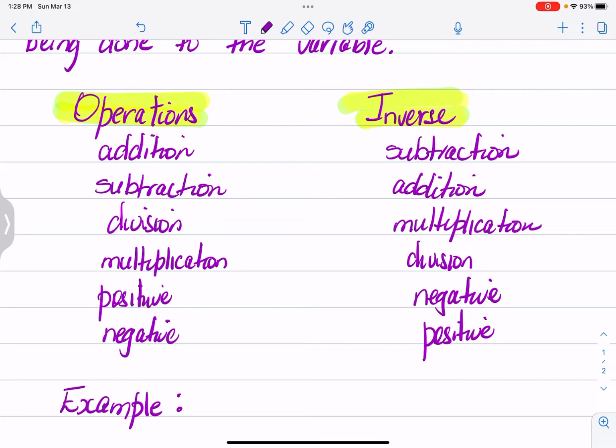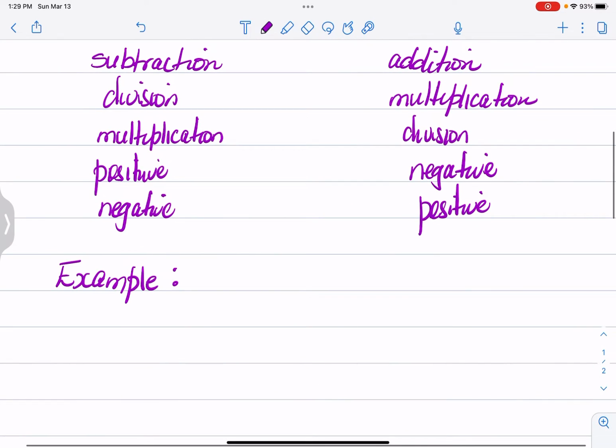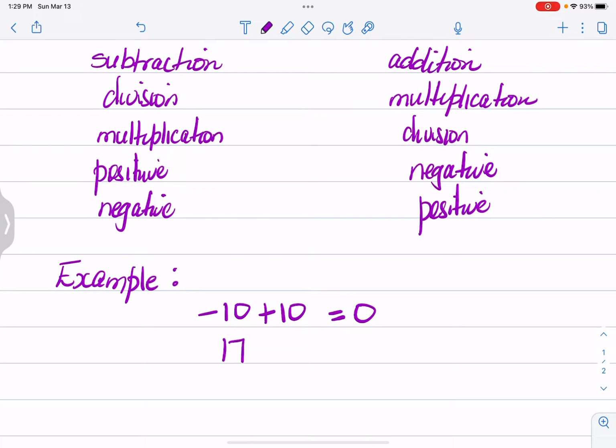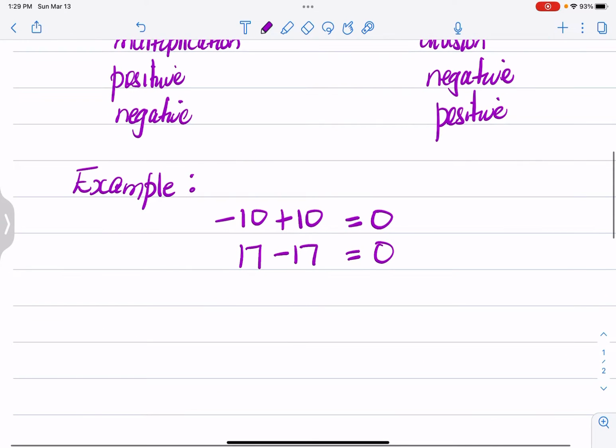If you have a positive, the opposite of that is negative. If you have a negative, the opposite of that is positive. Let's look at some examples of operations and their opposites. If I have negative 10, the opposite of that would be positive 10, and that would give you a 0 pair. If I have 17, the opposite of that would be minus 17. Again, you have a 0 pair.